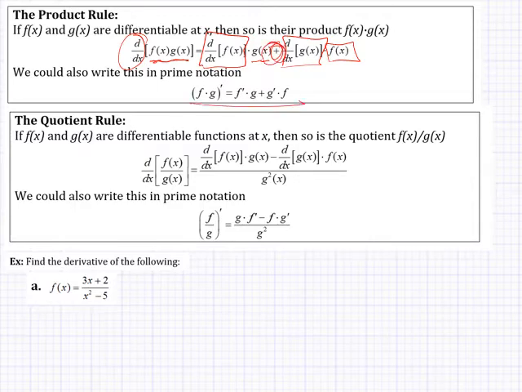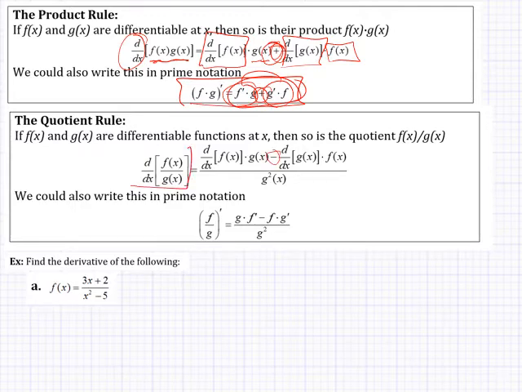Simple way to remember this is usually in prime notation. f times g prime would be f prime g plus g prime f. But the order, again, doesn't matter. I could take this whole thing and I could put it first. I could take this whole thing and put it second. Because they're added, order doesn't really matter. Quotient rule is where the order really starts to matter because there's subtraction involved.